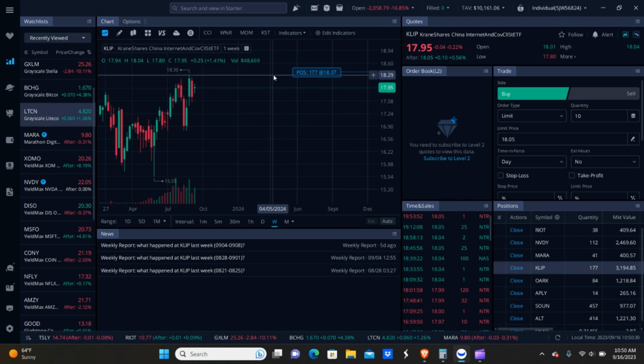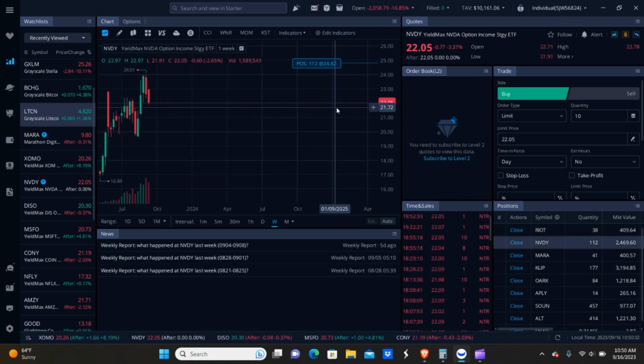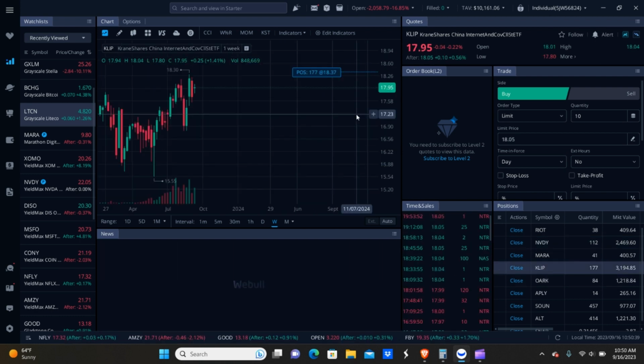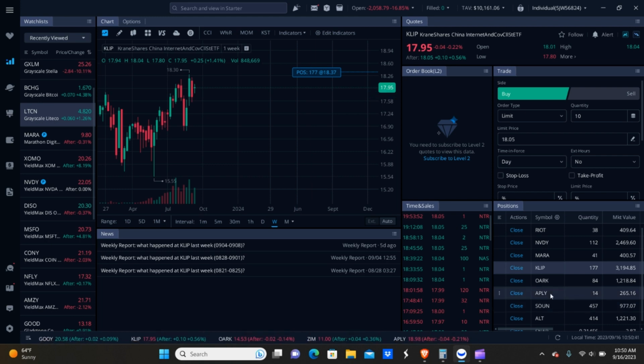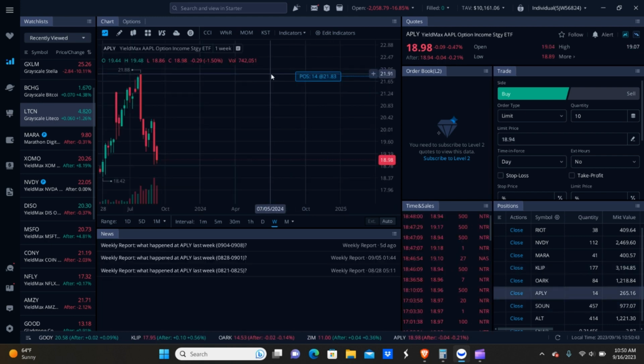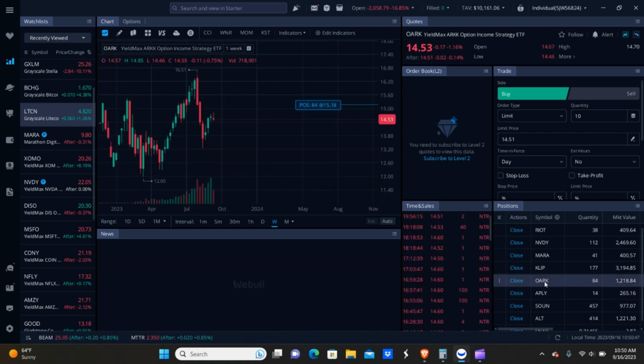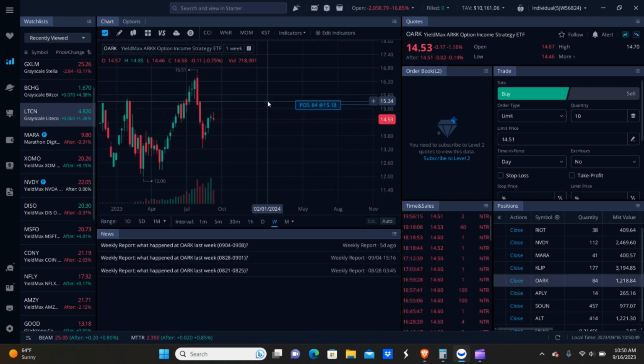We're going to take the dividends from CLIP and move it back into NVIDIA to lower our cost basis. And then the dividends from NVIDIA, we're going to put back into CLIP, or perhaps into some other position where we have too high of a cost basis, like Apple, for example. This would be a great one for us to buy. And we could also buy OARC and lower our cost basis on that.